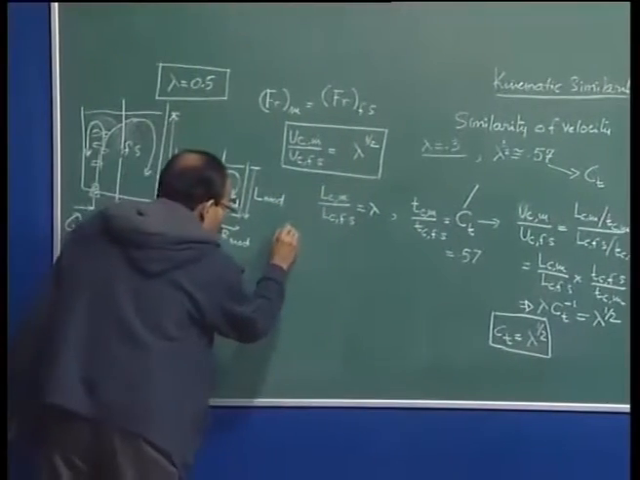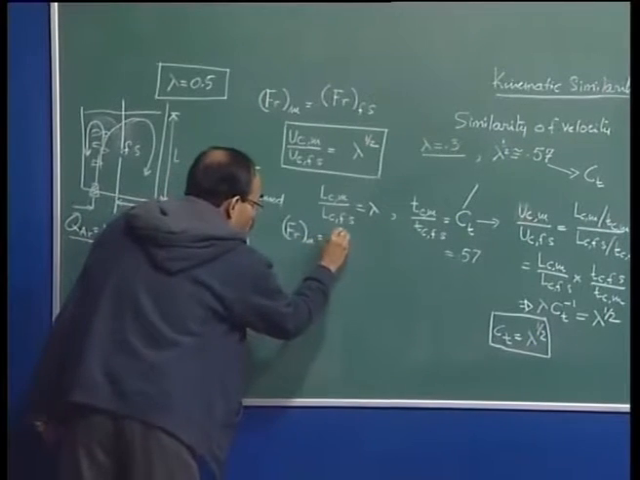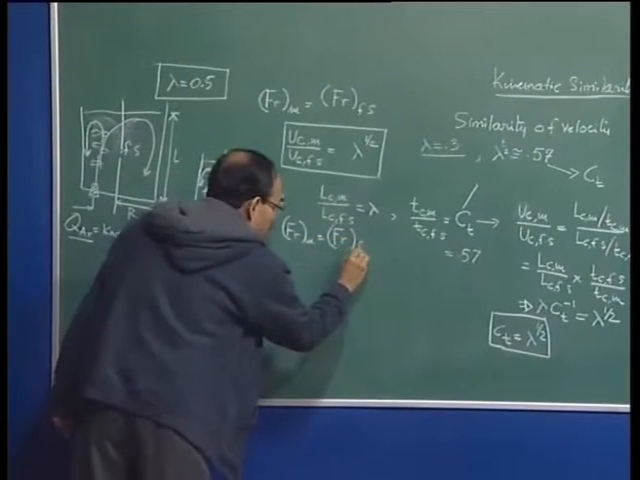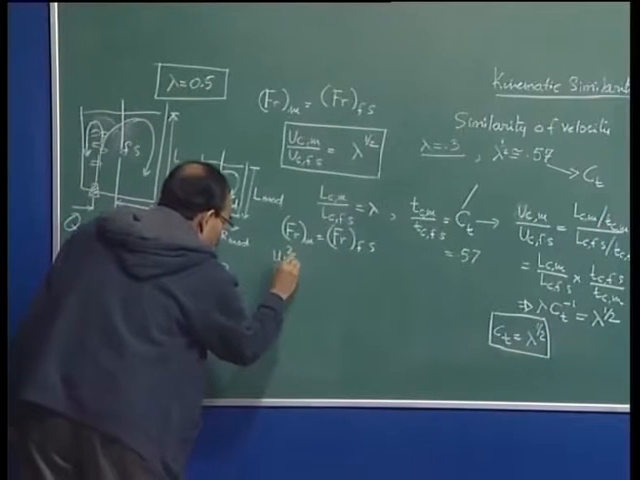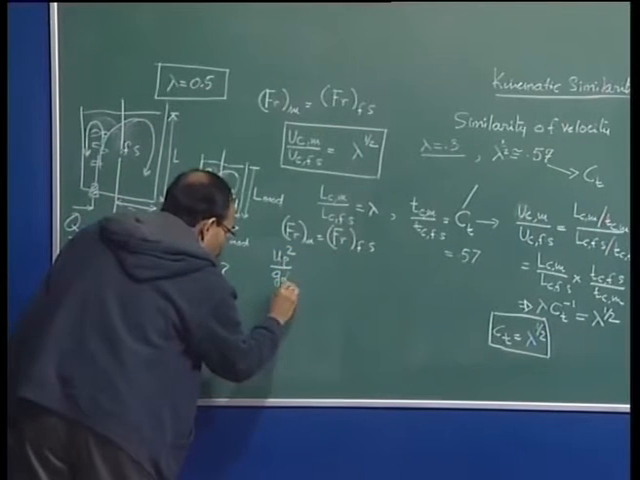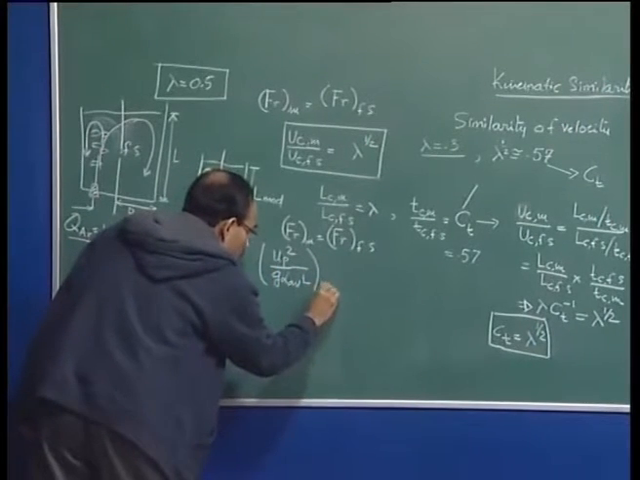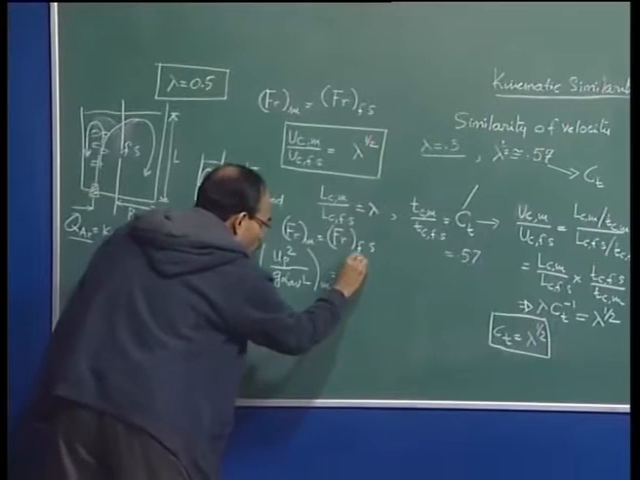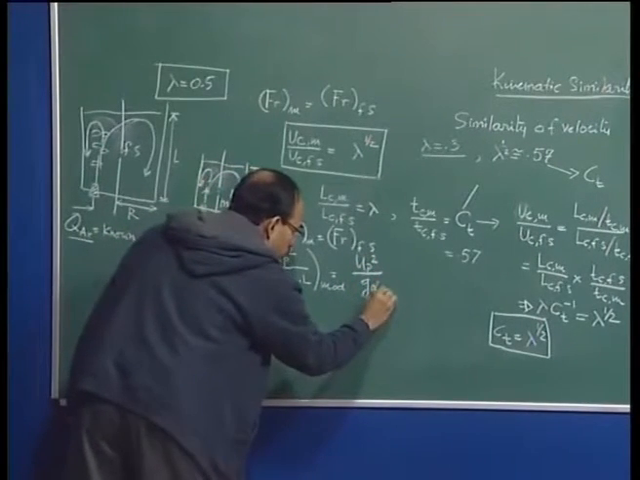Therefore, I come back here and show you, from the equation, that Froude model must be equal to Froude prototype, or full scale. I can say that up square over g alpha average into L in the model is equal to up square over g alpha average into L in the full scale.